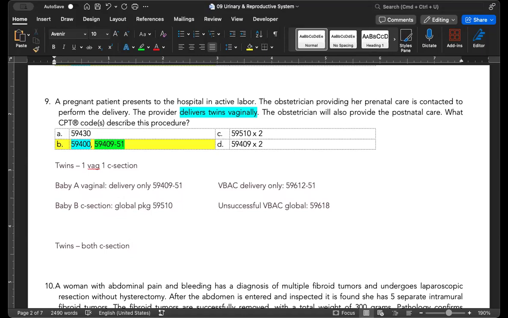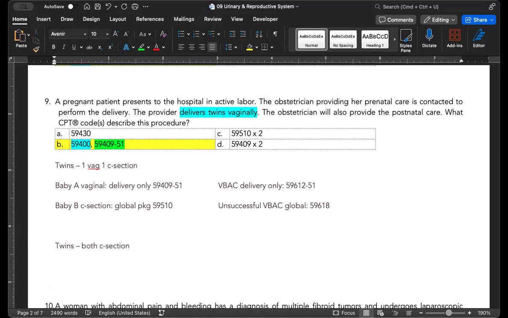And they will take both of the babies, or multiple, it could be triplets or quadruplets or whatever it is. If they take all of them out in the same incision, which they do, then technically you could say baby A is going to be your global C-section package, which is 59510. And then baby B would just be a C-section delivery only. That's kind of what your brain's telling you, because that's what we've done with all of the others.